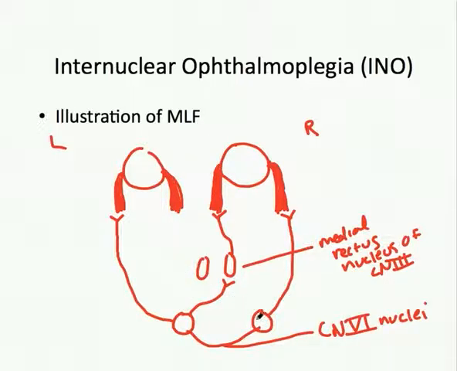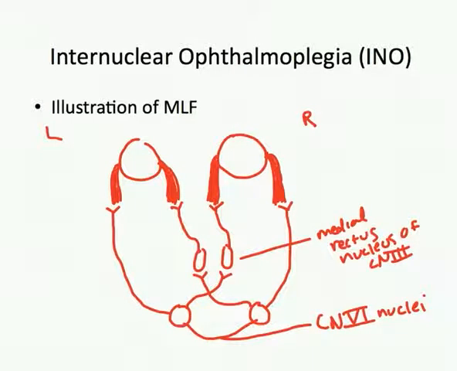And the right cranial nerve 6 nuclei sends a medial longitudinal fasciculus to the left medial rectus nucleus of cranial nerve 3 to do the same thing. So this will go to the medial rectus of the left eye, and every time the right cranial nerve 6 nuclei is stimulated, it'll not only activate the lateral rectus of the right eye to abduct the right eye, it'll also send signal through the left medial longitudinal fasciculus to the left medial rectus nucleus of cranial nerve 3 and activate the left medial rectus to adduct the left eye and move it along with the right eye.